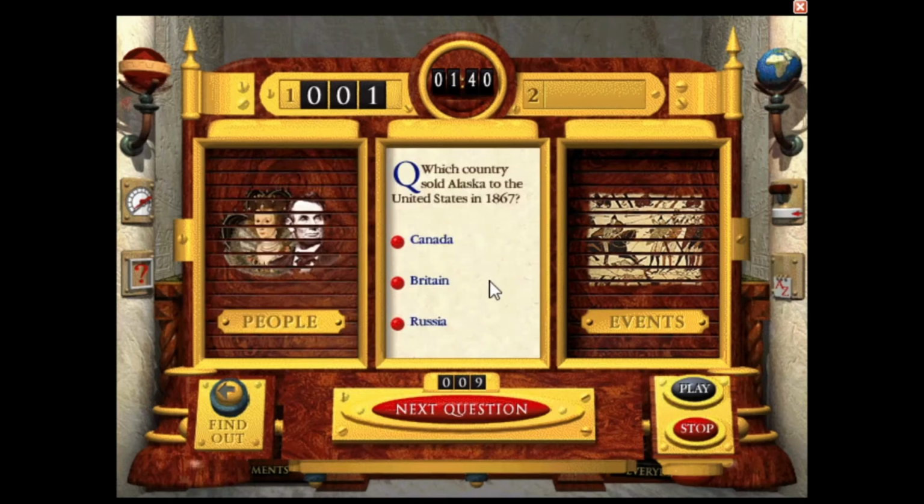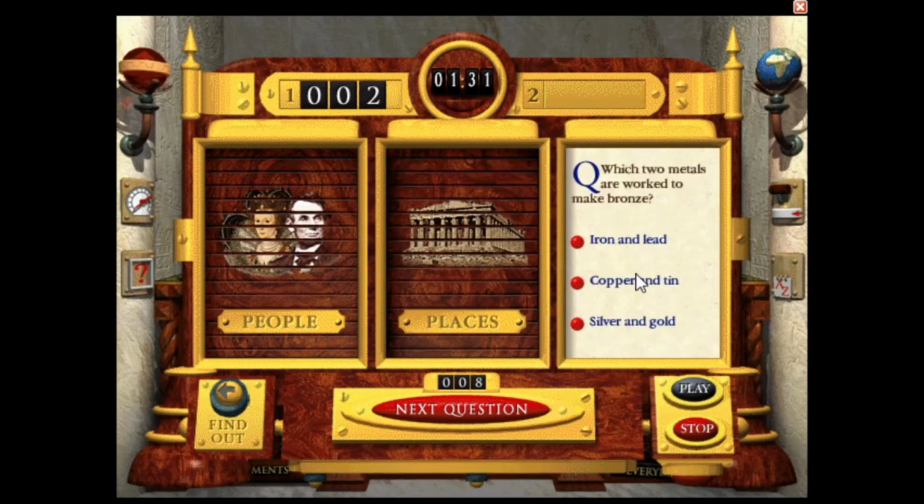Okay. Next question. Which country saw the last United States...? It's going to be Canada, is it not? No, Russia then. There we go. Which two metals are used to make bronze? Silver, gold, copper, and tin, iron, and lead. That would be copper and tin.